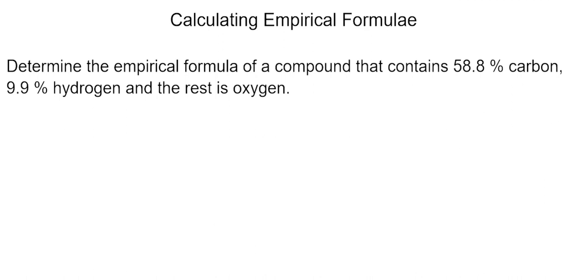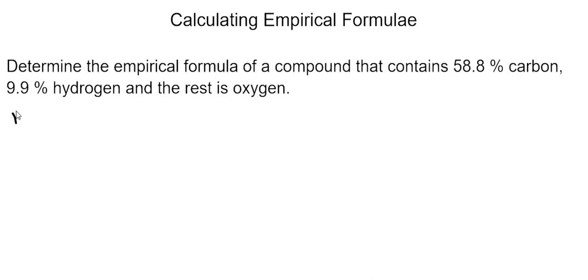When we're asked to calculate an empirical formula, typically we're given percent composition. That could be of a compound, such as this example, or it could be the percentage of a sample itself. Here we're given an example where we have 58.8% carbon, 9.9% hydrogen, and the rest is oxygen.